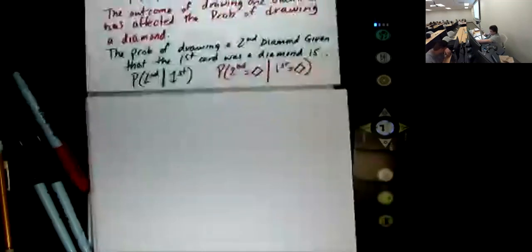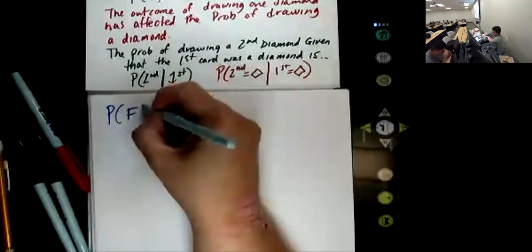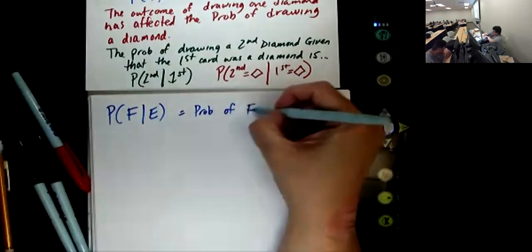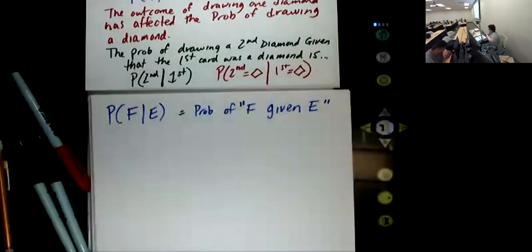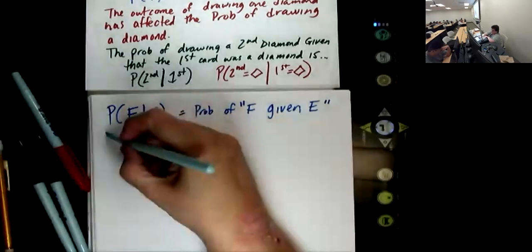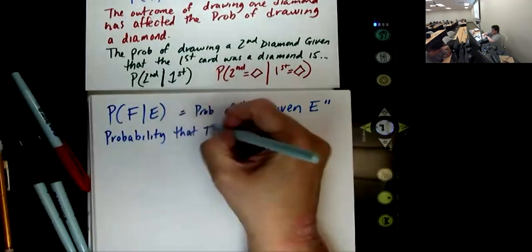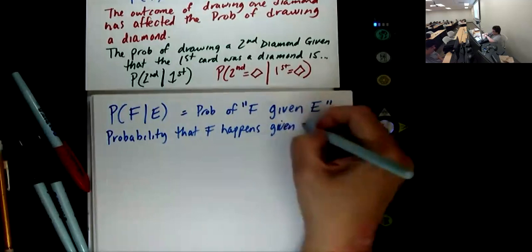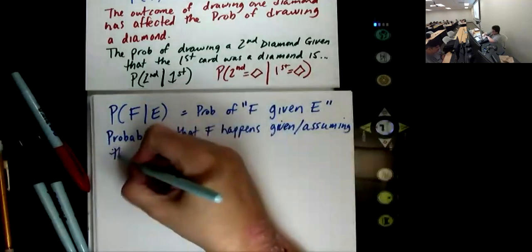And the general notation they use for it is they say F slash E, which is probability of F given E. They'll say F given E. So this is the probability that F happens given, or assuming, that E has already occurred.